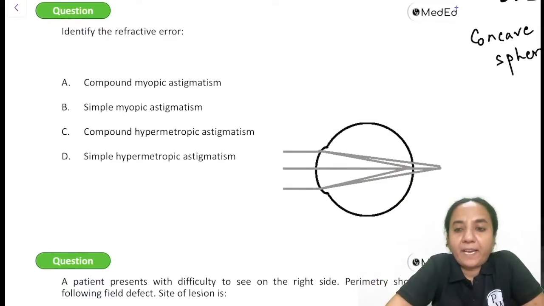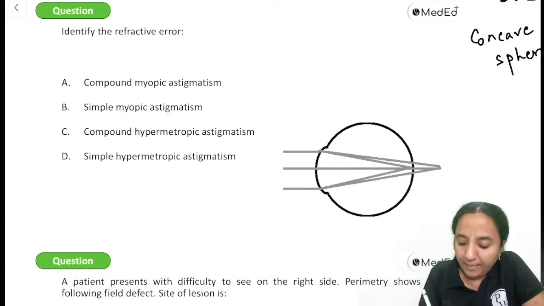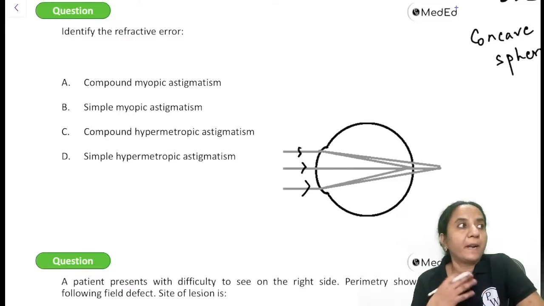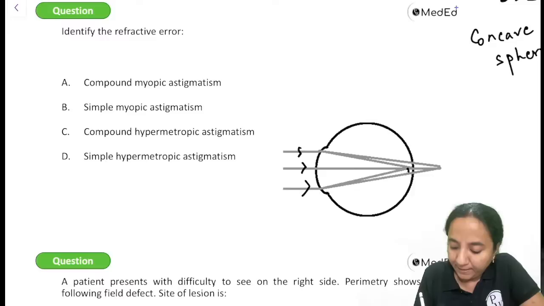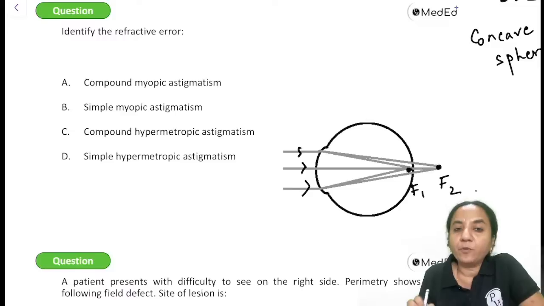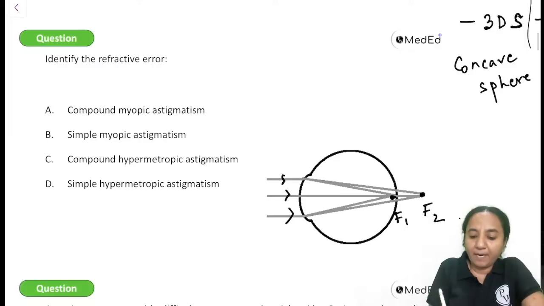Chalo, identify this refractive error. So this is an image based question on refractive errors. You see these are the parallel rays of light. They have come in as a single bundle, but after refraction, instead of meeting at one focal point, they are meeting at two focal points. So let us name this focal point as F1 and this as F2. If we have two focal points, that means it is astigmatism. So what astigmatism is this?